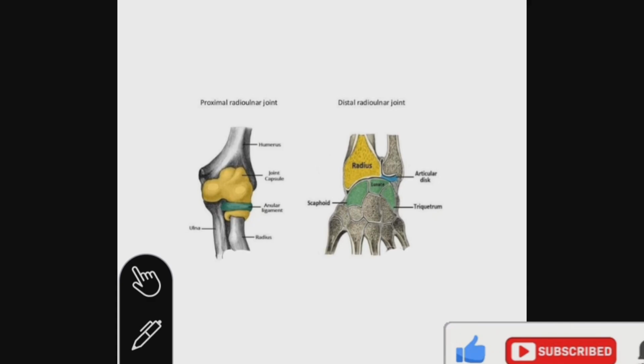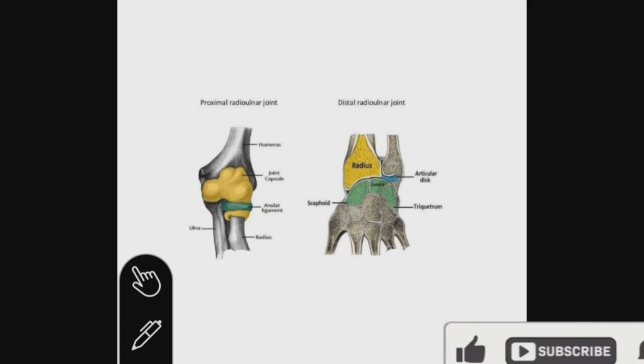Then the distal radioulnar joint, which you can see here, is a pivot synovial joint. The articular surfaces are the head of the ulna and the ulnar notch of the radius. So you have it here. This is the radius, this is the ulna, right? The ligaments are the anterior and posterior ligaments, and then the articular disc. Blood supply is by the anterior and posterior interosseous arteries. Nerve supply is also the anterior and posterior interosseous nerves. So the arteries and the nerves share the same names.